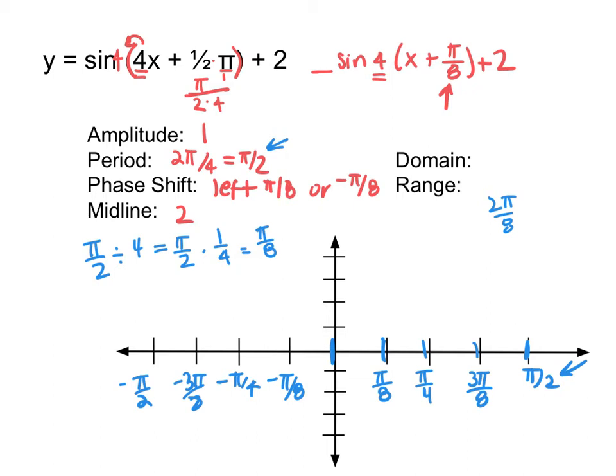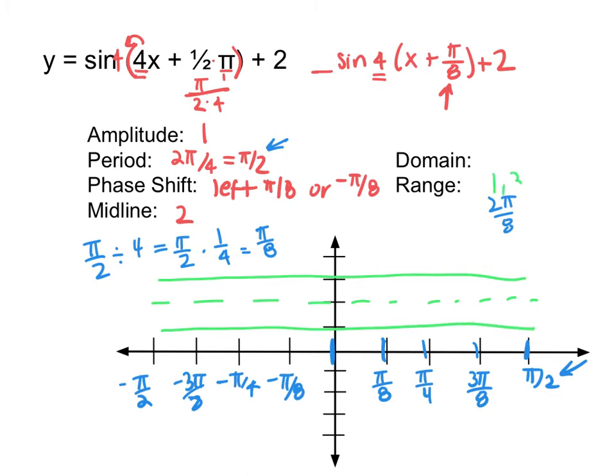And my midline. My midline is at a positive 2. My amplitude, I'm going up 1 to my maximum of 3, down 1 to my minimum of 1, and 1 to 3 is my range. And now in graphing this, typically I would start on the midline at 0, but this time I have to go left pi over 8. So here's where I began at negative pi over 8. There's my starting point. This is point 1, my new point 1.